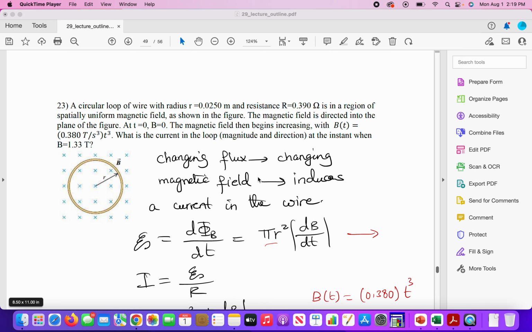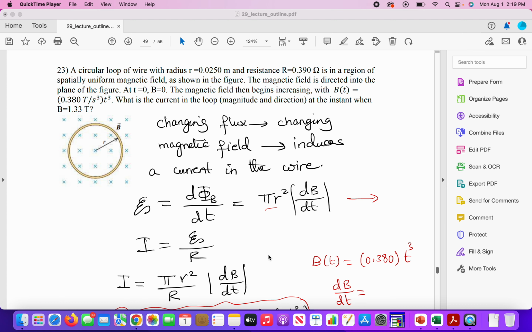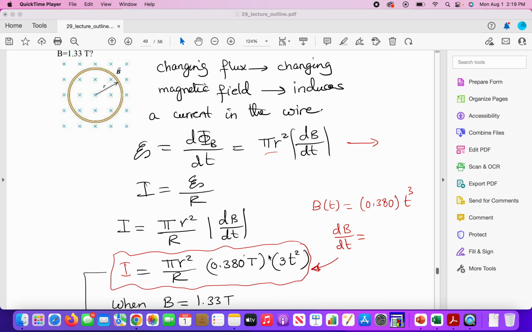Okay, and we know that the magnitude of the EMF equals dΦB over dt. Now we know that the flux is the area times the magnetic field, therefore it is πr² times the absolute value of dB over dt. I is EMF over R, where R is the resistance of the circuit. Then I equals πr² dB over dt divided by R.